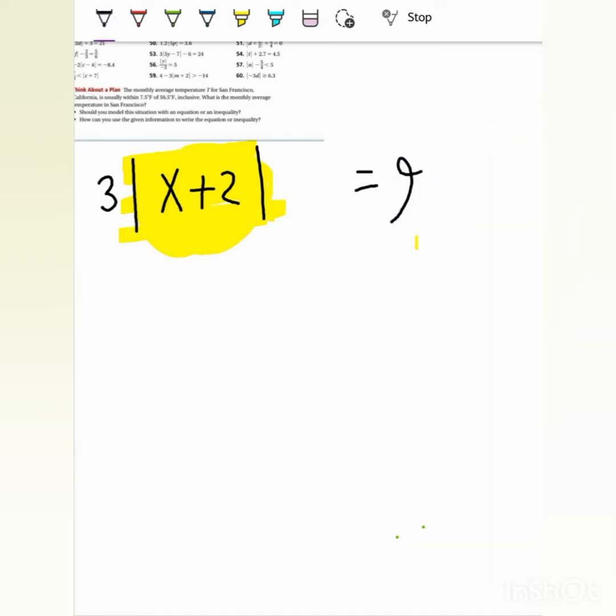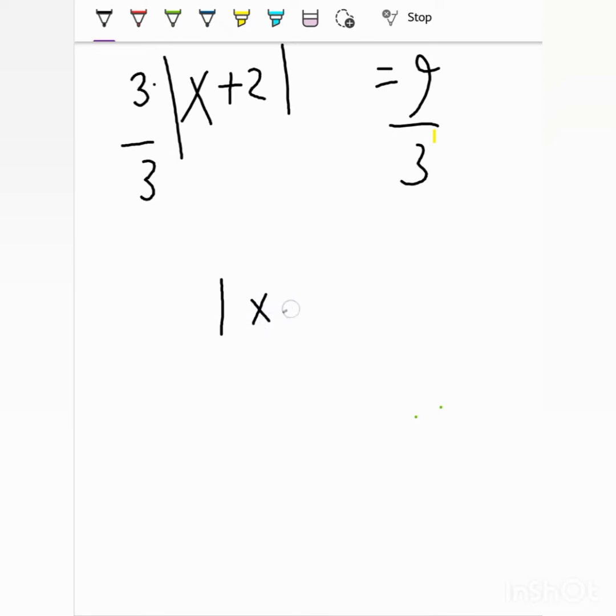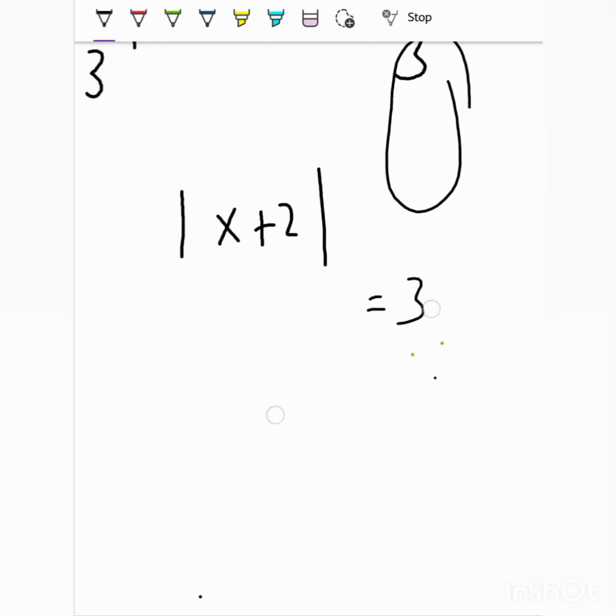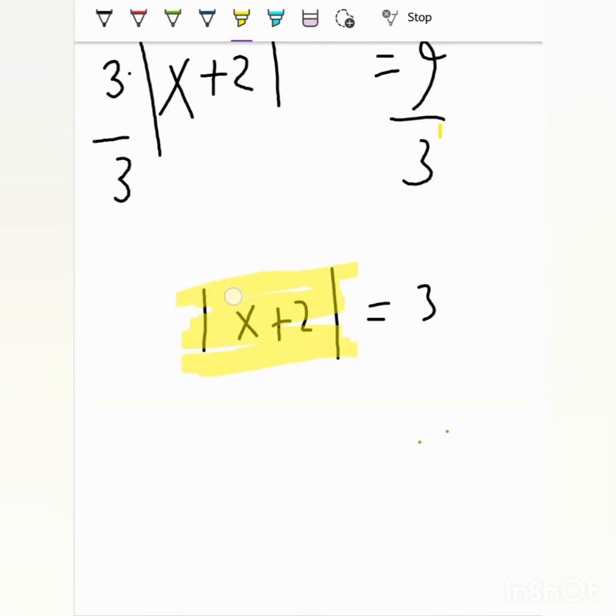The next step, I have to eliminate the 3. How can I eliminate it? Minus? Surely not, because there is a hidden multiplication. So divide by 3. This will be eliminated, only the 3. So it will be the absolute value of x plus 2 equals 9 over 3, equals 3. Now I reach this situation: the absolute value and what it holds are alone and happy on one side.